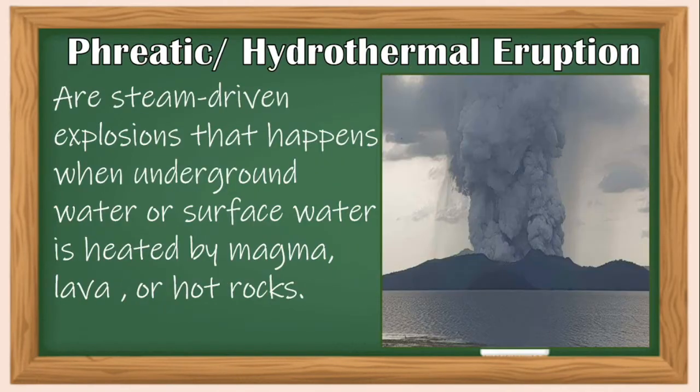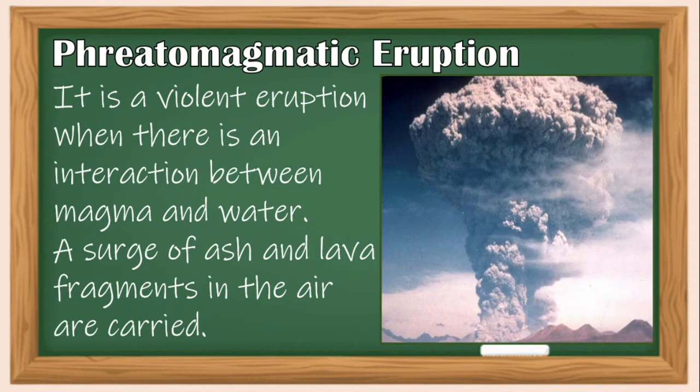Another type of volcanic eruption is phreatic or hydrothermal eruption. These eruptions are steam-driven explosions that happen when underground water or surface water is heated by magma, lava, or hot rock. Another type is phreatomagmatic eruption. It is a violent eruption when there is an interaction between magma and water. A surge of ash and lava fragments in the air are carried.